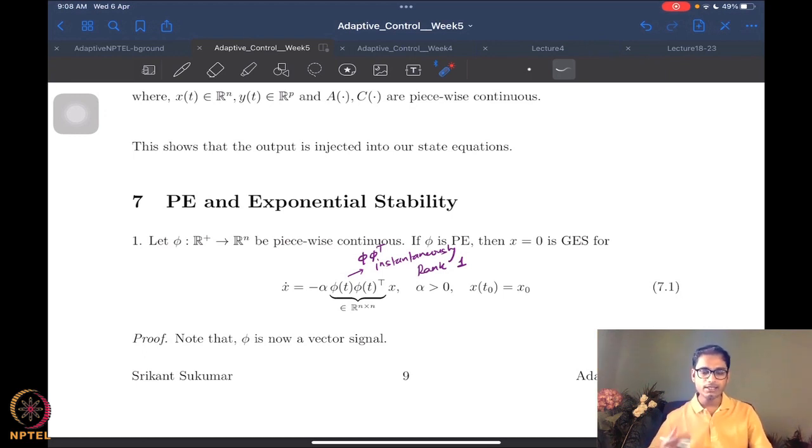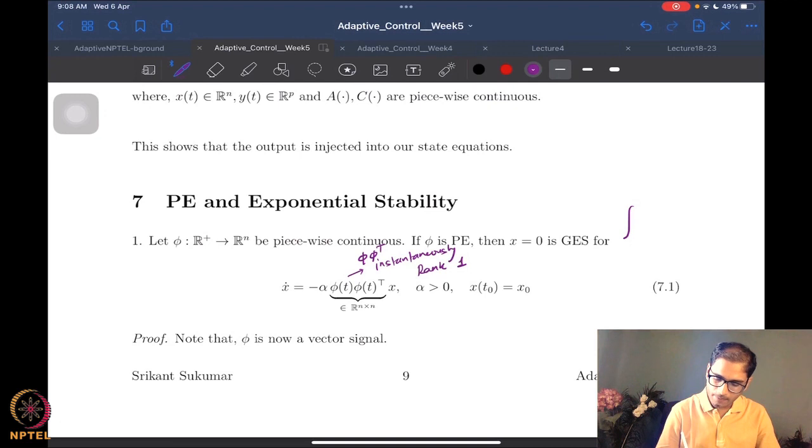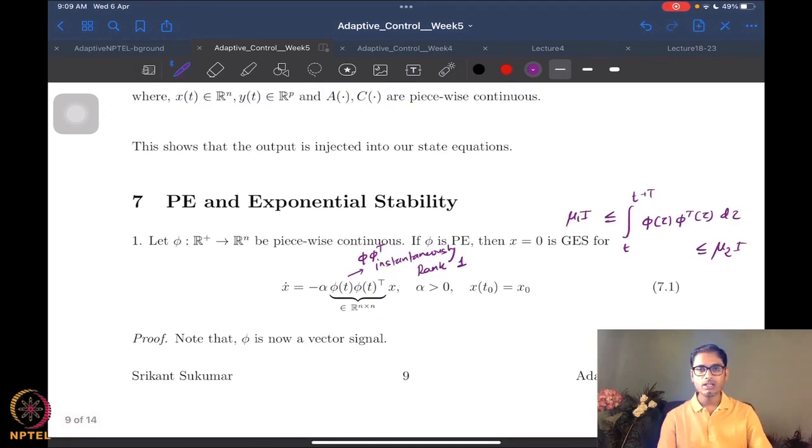This is why PE is such a nice condition. If you remember the PE condition, it says that if you integrate phi phi transpose at tau, d tau, from t to t plus capital T, then it is bounded on both sides by some constants mu 1 and mu 2. So although instantaneously it's only rank 1, and therefore possibly many eigenvalues are at 0, if I integrate it on this moving window, then the rank becomes full. All right, great.